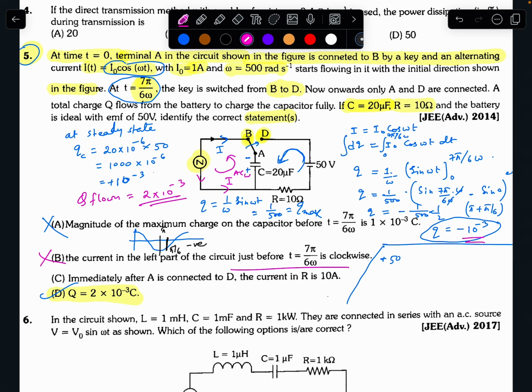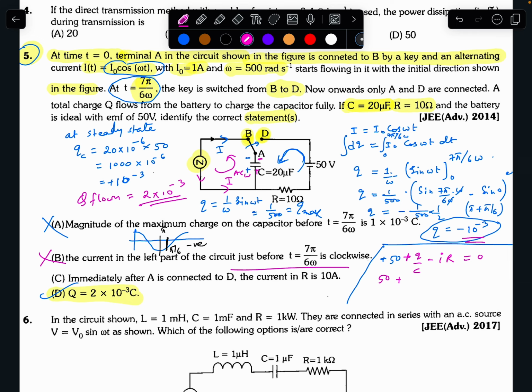Plus 50, and here immediately after, so immediately it was minus only, minus of Q by C. Okay, this side was minus, this side was plus, so I am going from negative to positive in the capacitor, so increase in potential, so I'll write plus Q by C. And value of Q, I'll just take the magnitude. Plus 50 plus Q by C minus IR equal to 0.